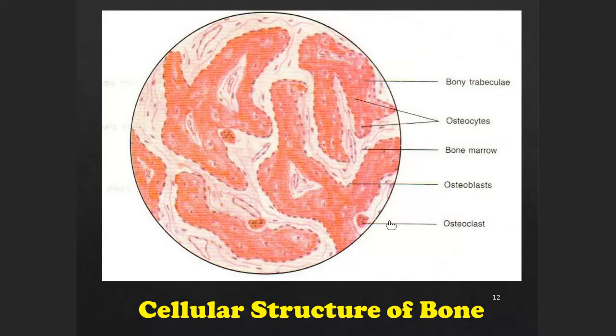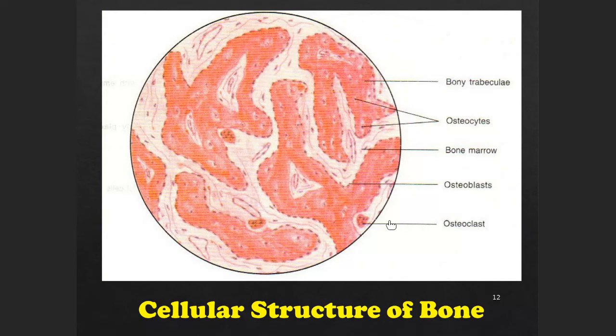And the difference between osteoblast, osteocyte, osteoclast. So osteoblasts and osteocytes are your bone forming cells. They form bone. Osteoclasts are your bone resorption cells. They destroy bone.